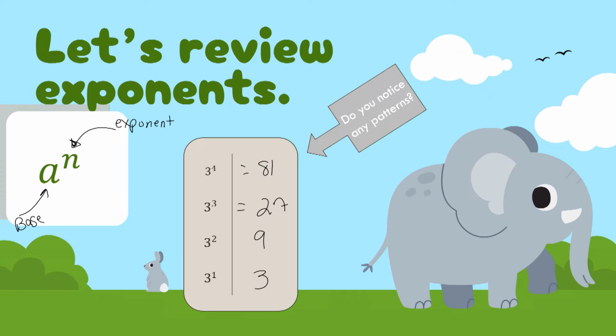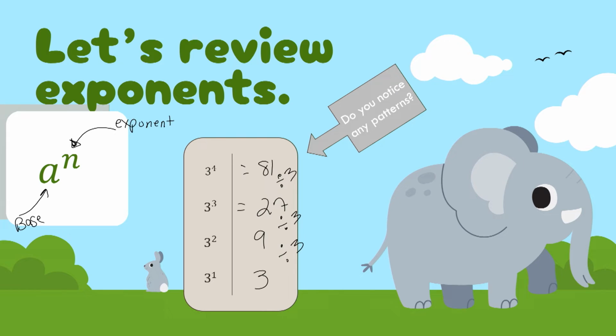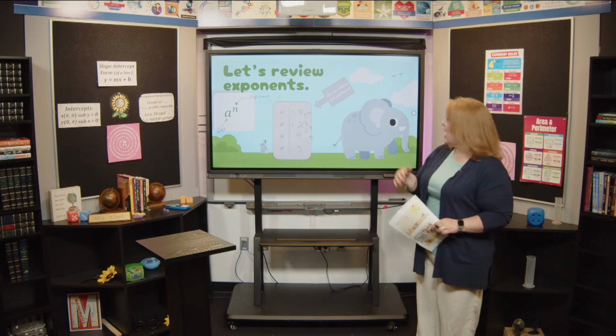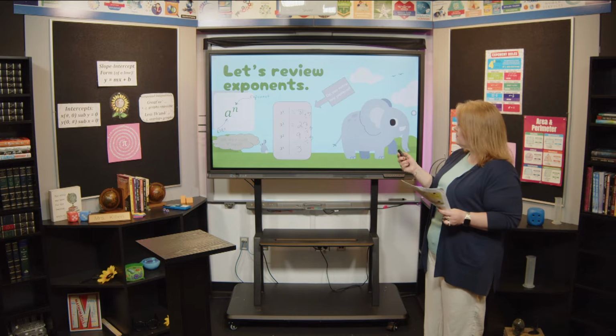You're exactly right. Each time I am dividing by 3. That is really neat that you saw that. So as I'm going down in my exponents, I'm dividing by 3. Good job. Now, one more question.